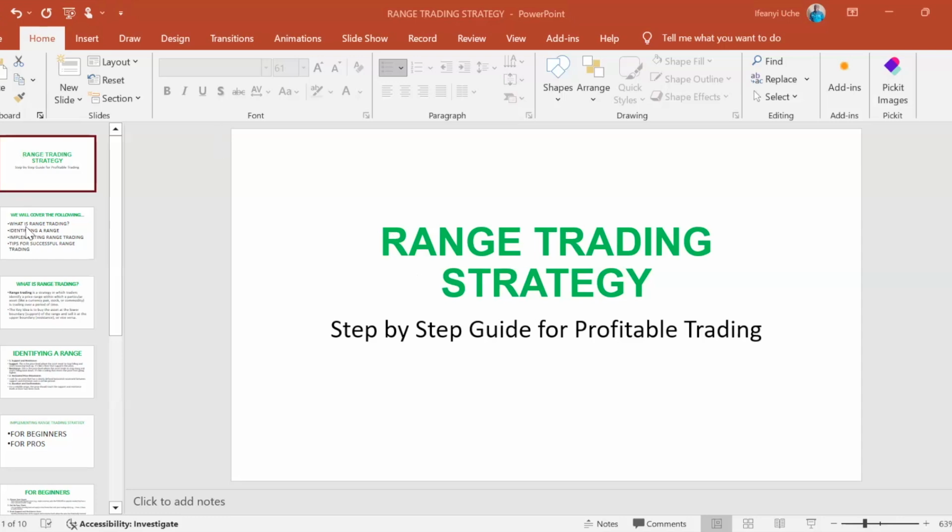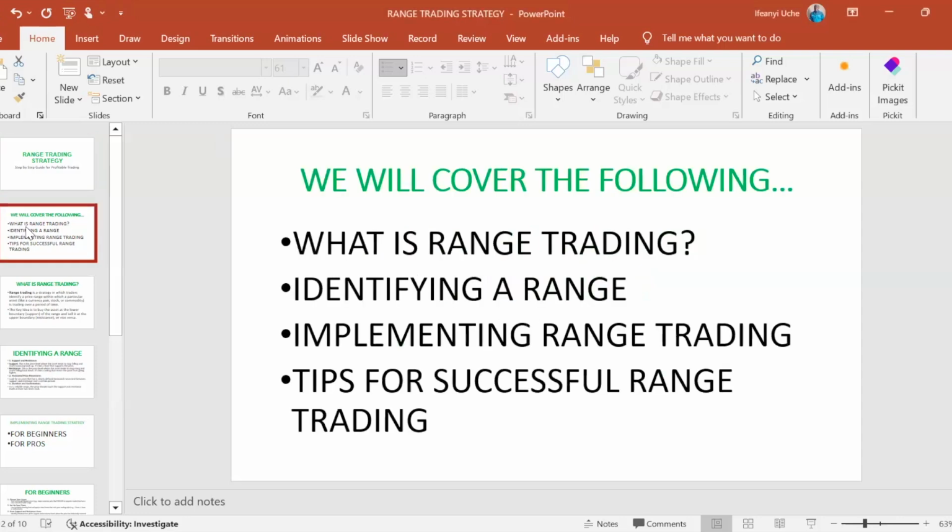So we are going to go straight into it, range trading strategy, and we are going to be covering the following. Look at what range trading is about. How do we identify a range? Implementing range trading, and then tips for successful range trading. Those are the 4 things we will cover here.